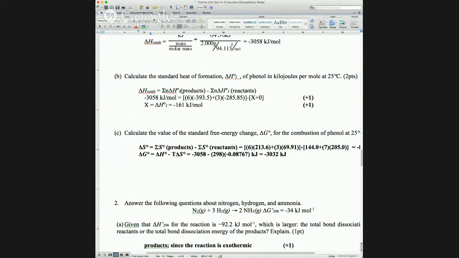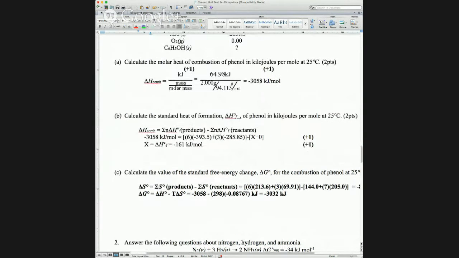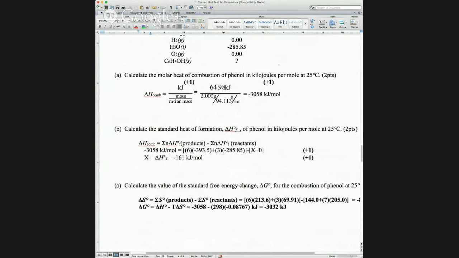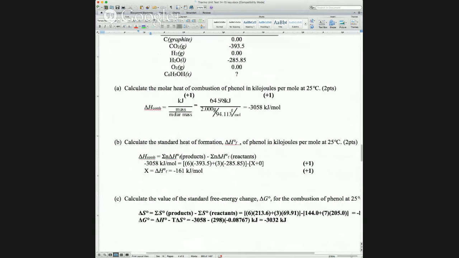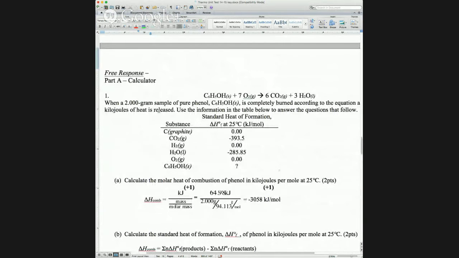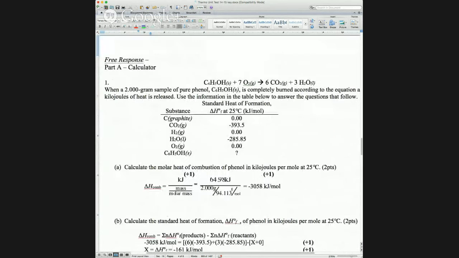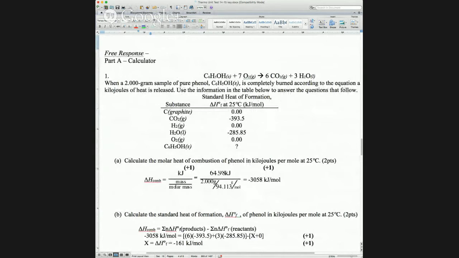Now, this negative 393.5 corresponds to the CO2, which is a product. And you have 6 times that, so that's a product. You have 3 times the negative 285.85, that's the water. That's one of the products. At minus, and then reactants, X plus 0. The X is the phenol. Okay, it wants to know the heat of formation of the phenol.